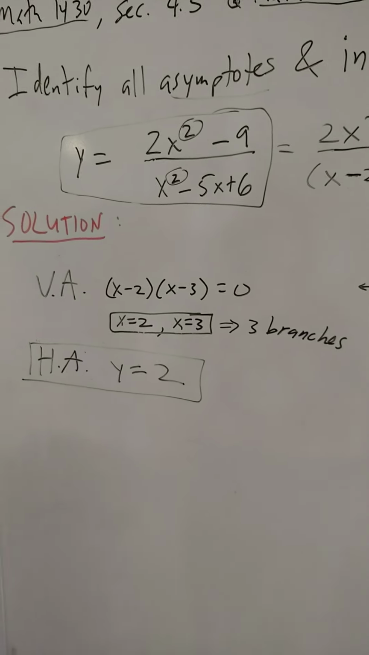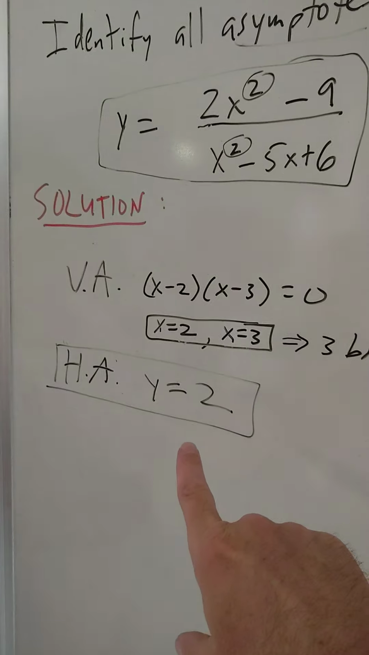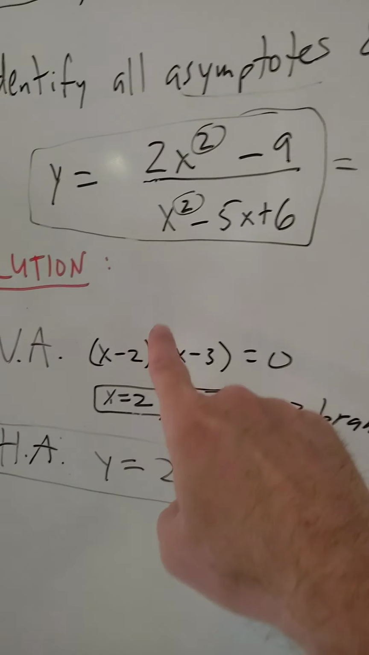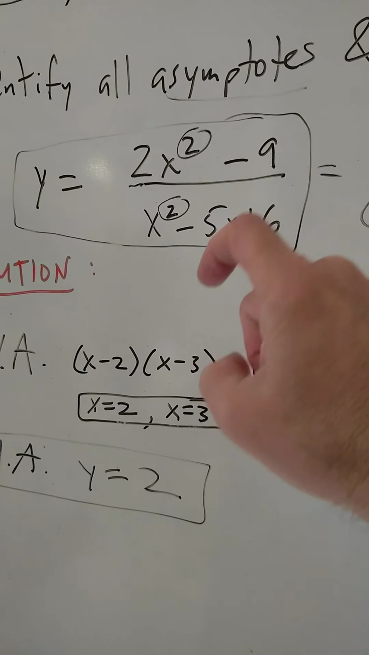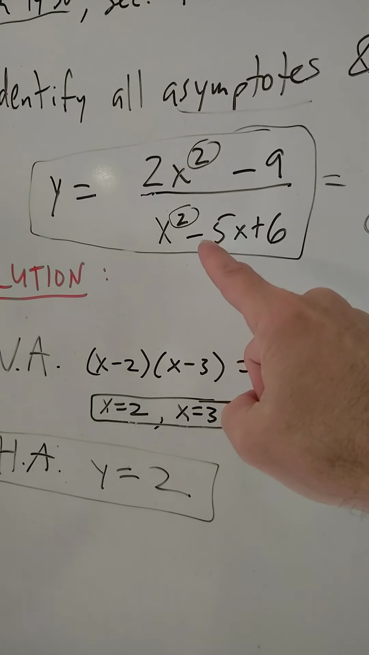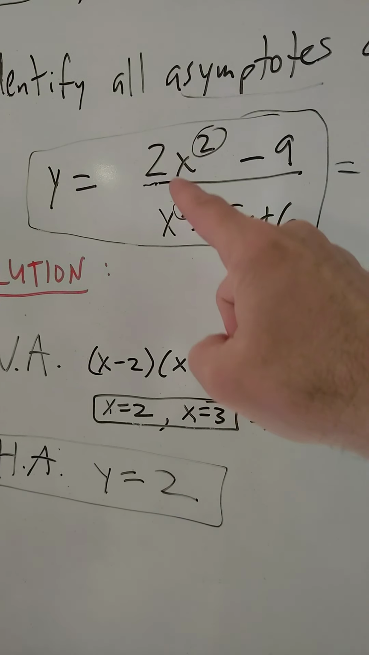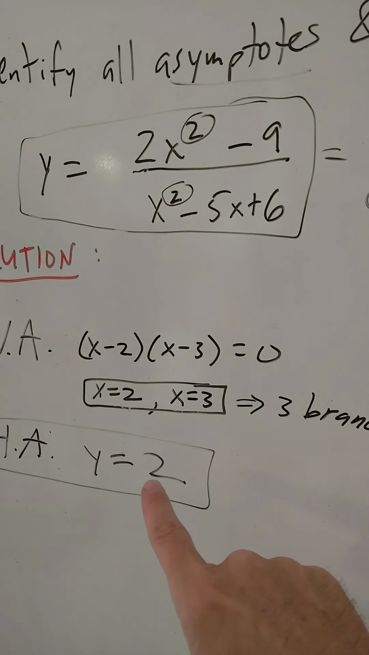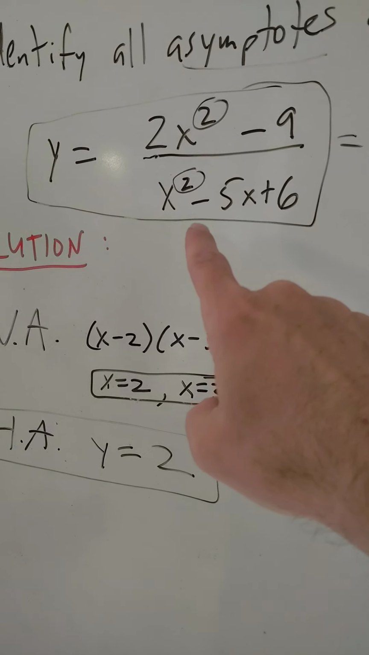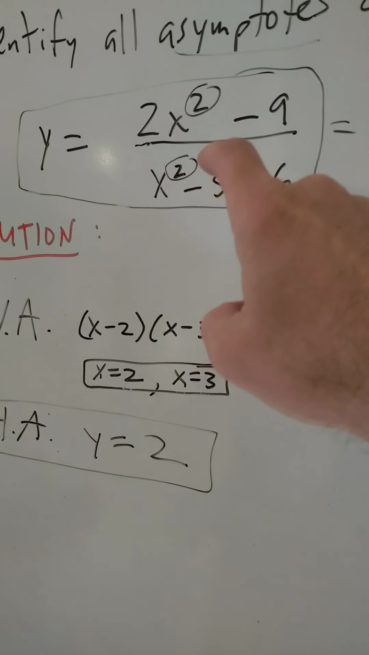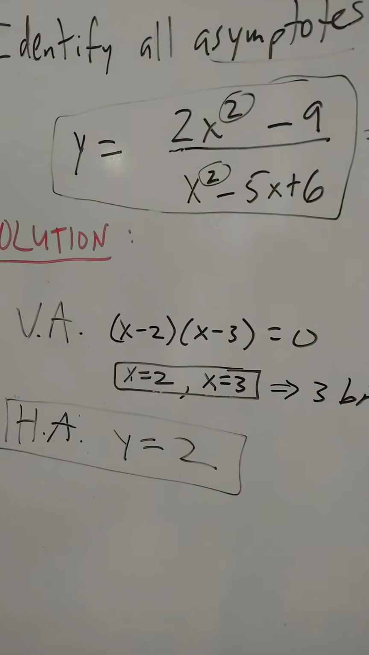Y equals 2. So let's speak for a moment about how you find the horizontal asymptote of a rational function. First step, compare the degree of the numerator to the degree of the denominator. If they're the same degree, divide leading coefficients, which is what we did here. What would happen if the degree of the denominator were bigger than the degree of the numerator? Then it's always y equals 0.